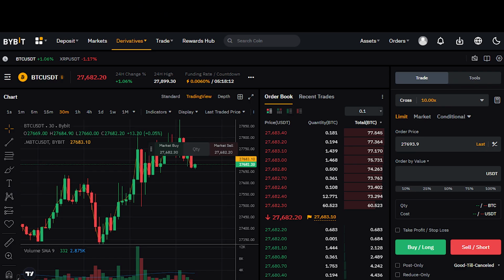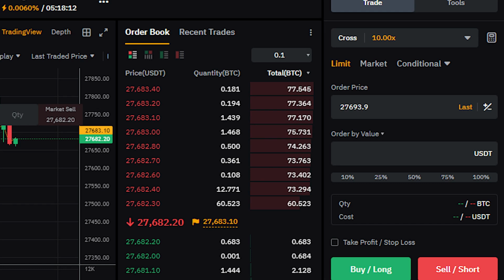Once you've set your leverage, you can choose from 3 types of orders: limit order, market order, or conditional order. A limit order allows you to enter a position at a specific price, while a market order lets you enter the market immediately without waiting for your order to be filled.